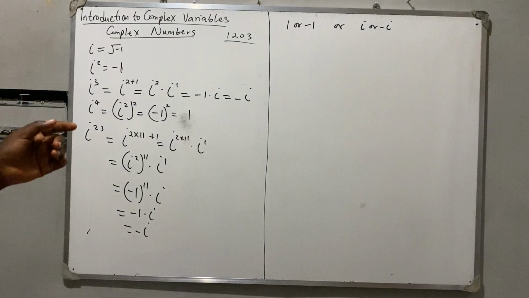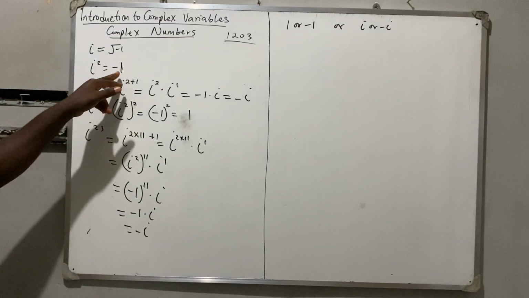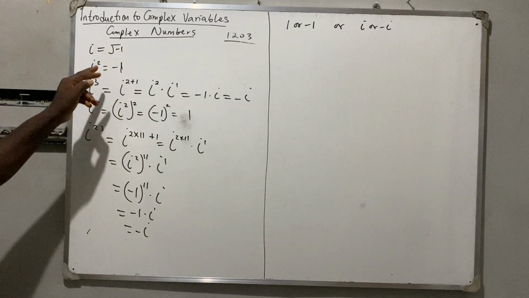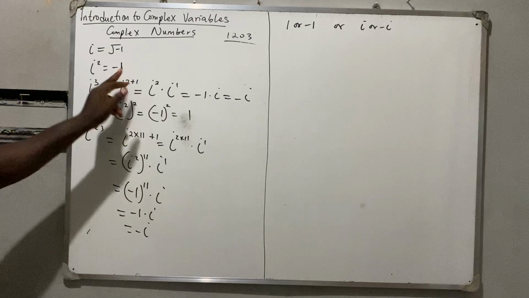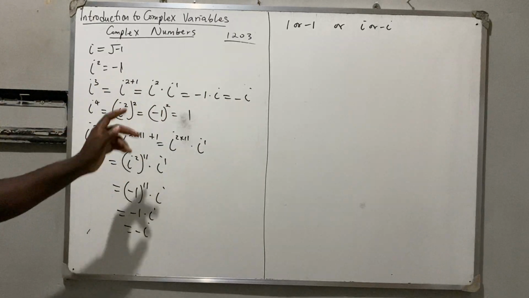Now notice that anytime the power is an even number, we must get a number. Even number, we get what? 1. Sorry. You must get a number. Even number, you must get either minus 1 or 1. But if it's an odd number, you will get either i or minus i.